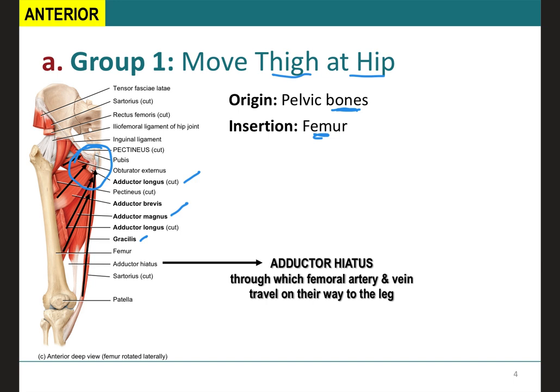Now the adductor magnus, like the name says, is a really big muscle over here, and it forms a little opening called the adductor hiatus. Through the adductor hiatus, important arteries and veins pass through. Once we get to the cardiovascular system, I will bring this up again. But the femoral artery and femoral vein pass through this opening left by the adductor magnus muscle, and once they pass through, they become the popliteal artery and vein.